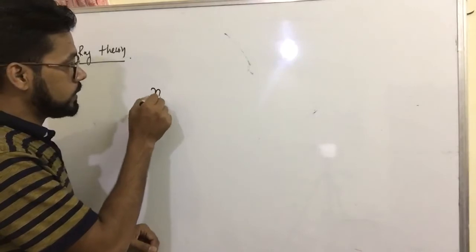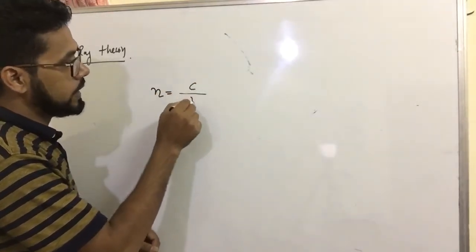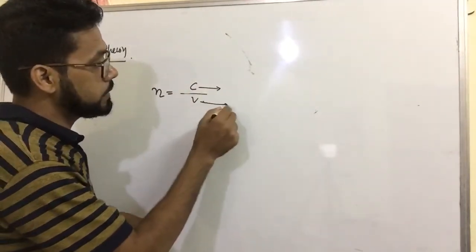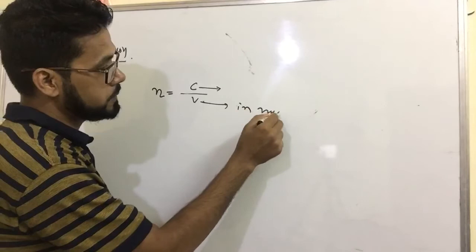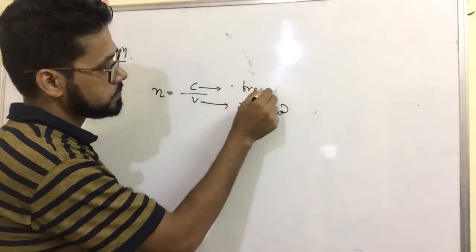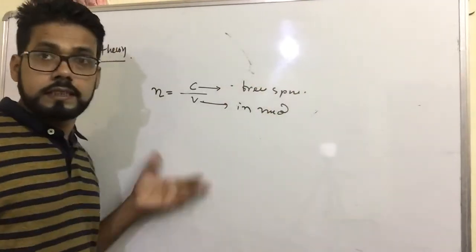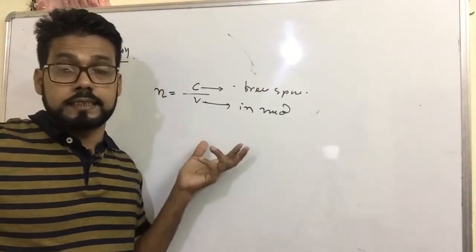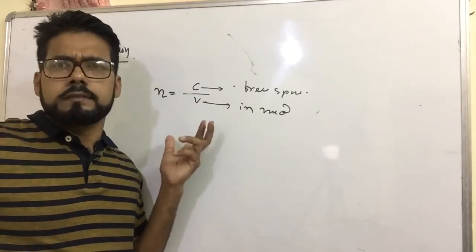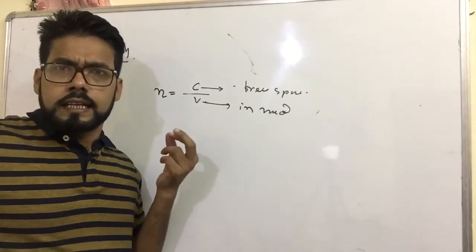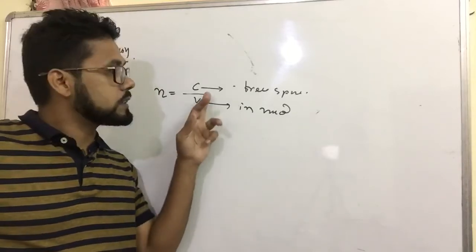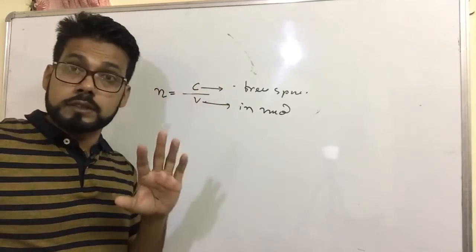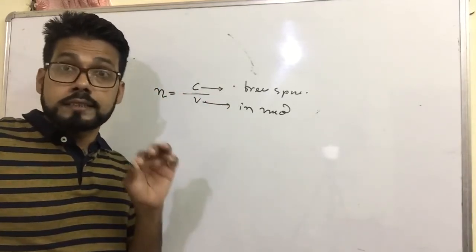Most students know what refractive index actually defines. This is the velocity of light in free space, and this is the velocity in the medium. This effective understanding of refractive index is very essential before starting the ray theory. What do we mean by refractive index? Refractive index is a dimensionless parameter, because it is C by V, meter per second divided by meter per second, so the units cancel out.